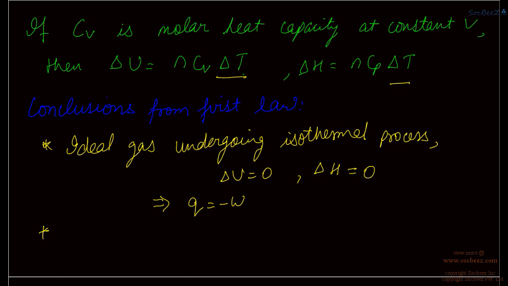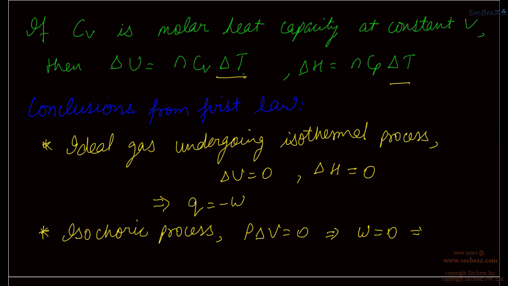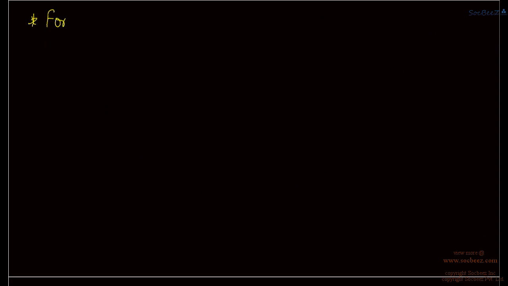Okay, now the second is in case of an isochoric process, where volume is constant. In an isochoric process P delta V equals 0, because delta V becomes 0. So from here W equals 0, and hence delta U equals Q. And for an adiabatic process Q equals 0, and in this case delta U equals W.